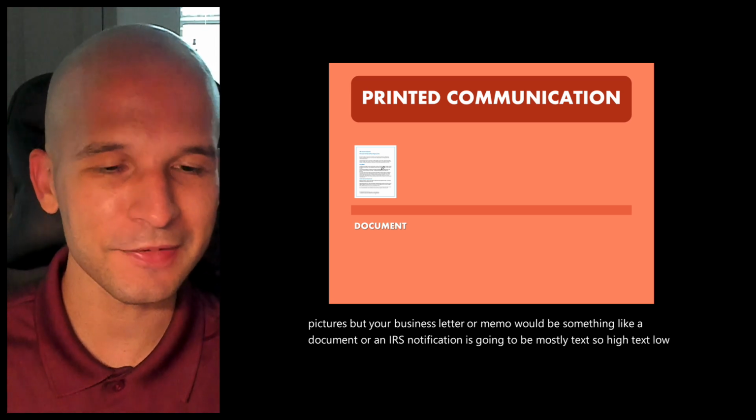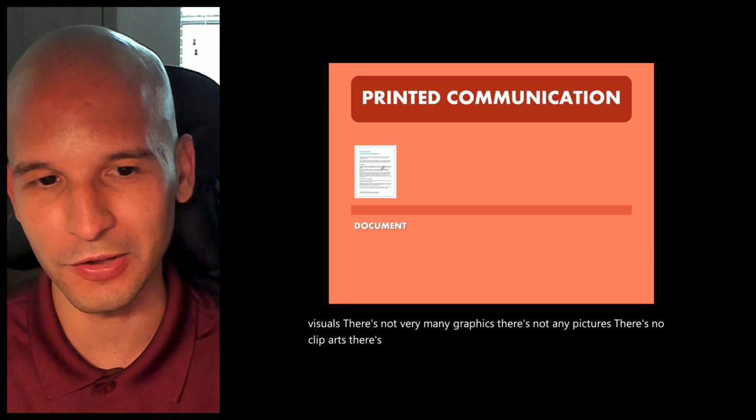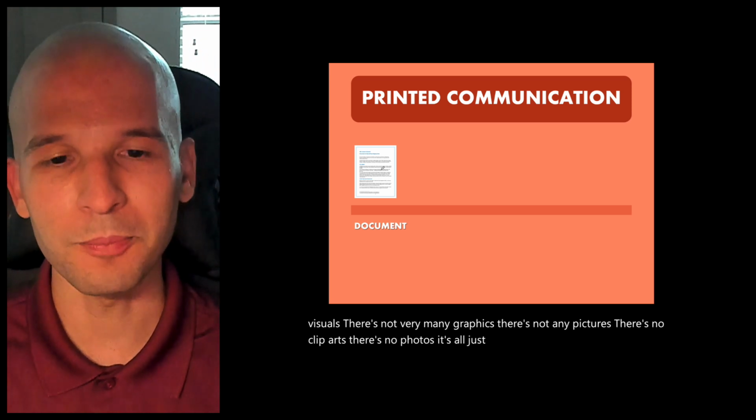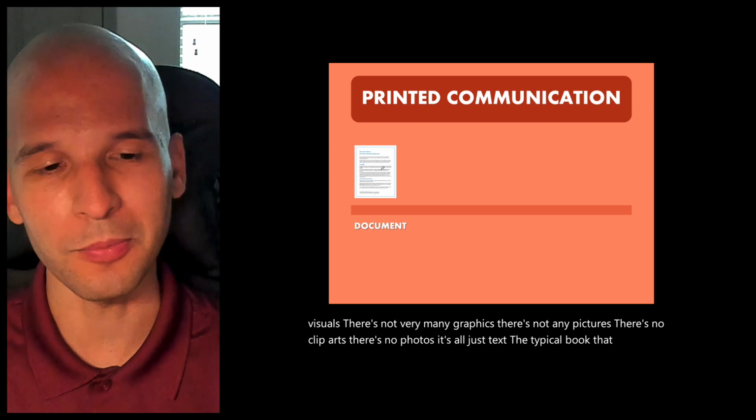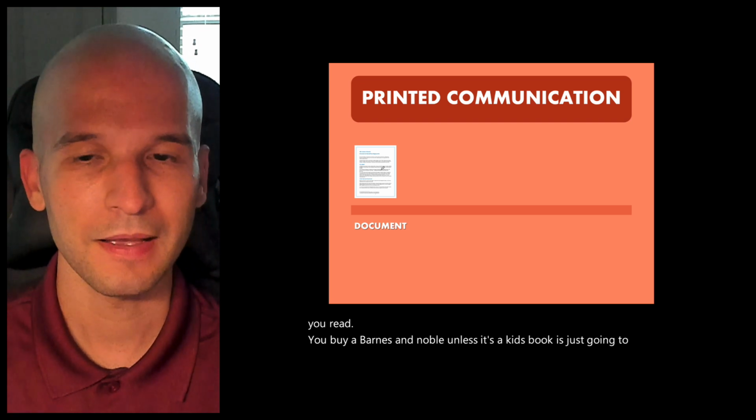There's not very many graphics. There's not any pictures. There's no clip arts. There's no photos. It's all just text. The typical book that you read, that you buy at Barnes & Noble, unless it's a kid's book, is just going to be text. It's a document.